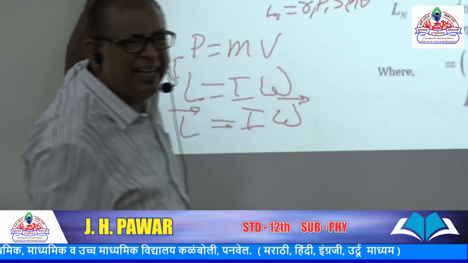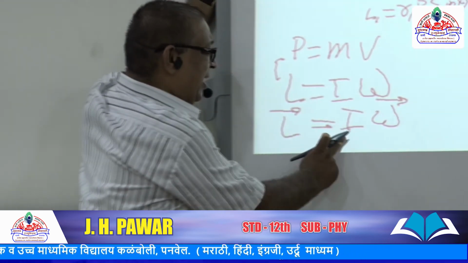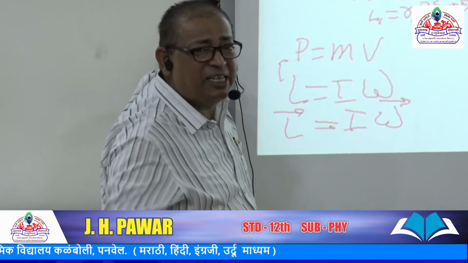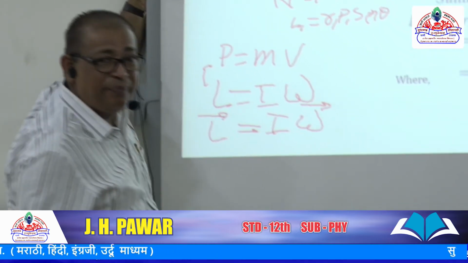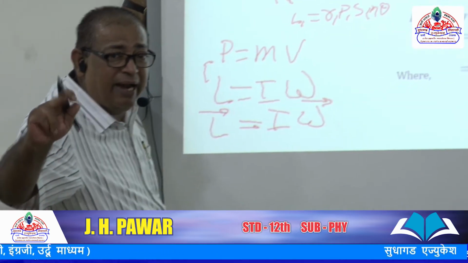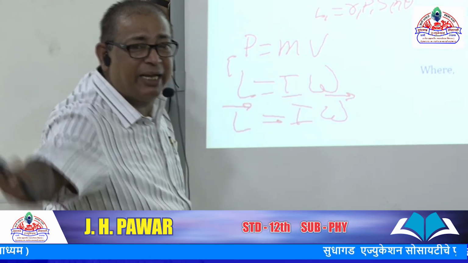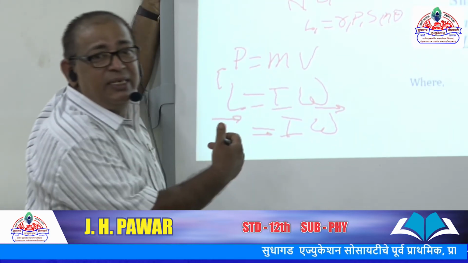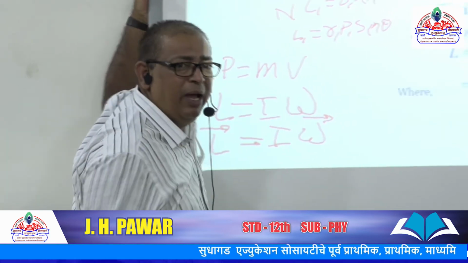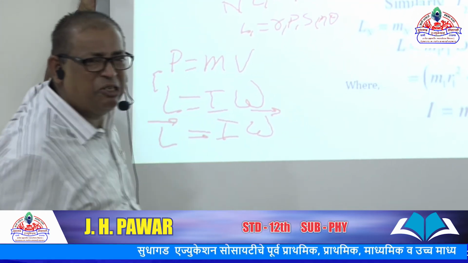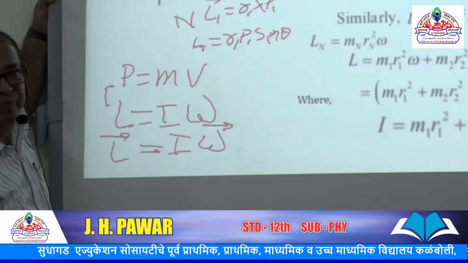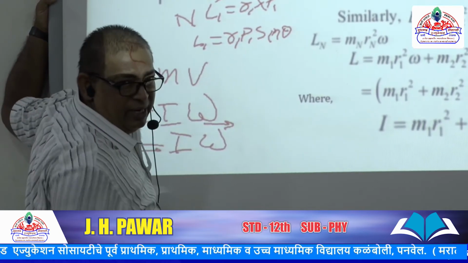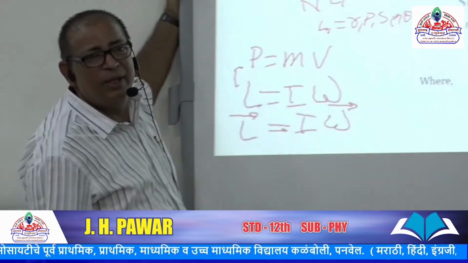The SI unit of moment of inertia is kilogram meter square, and omega is in radian per second, so you can directly take kilogram meter square per second. This is the SI unit of angular momentum. The dimensions are M1 L2 T minus 1. And I think this is all about angular momentum.